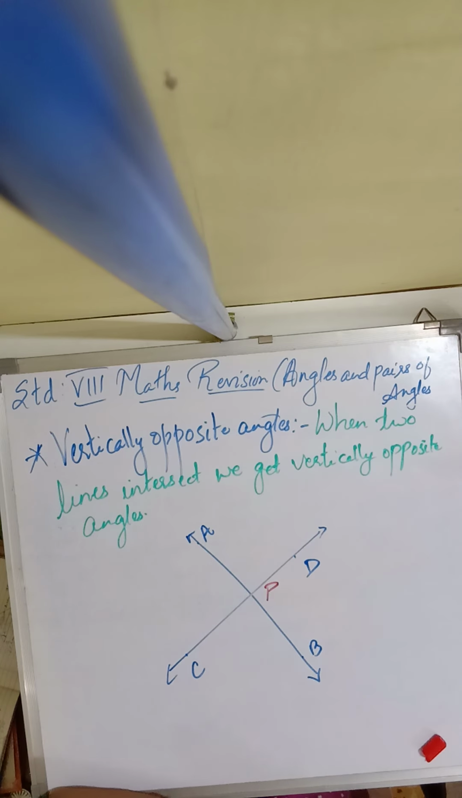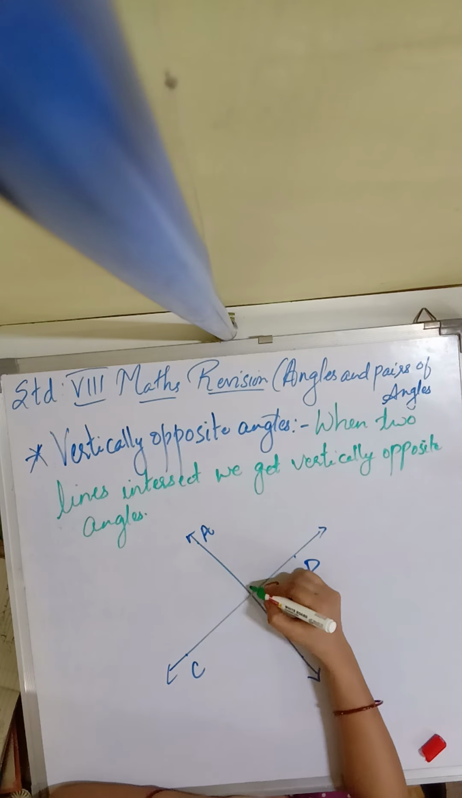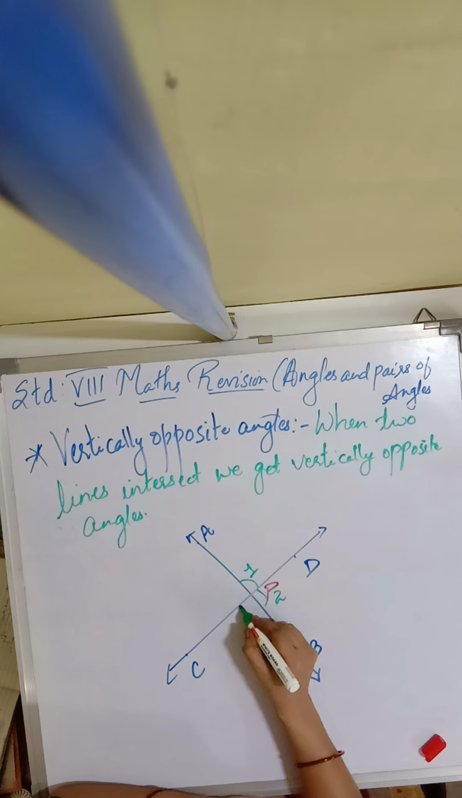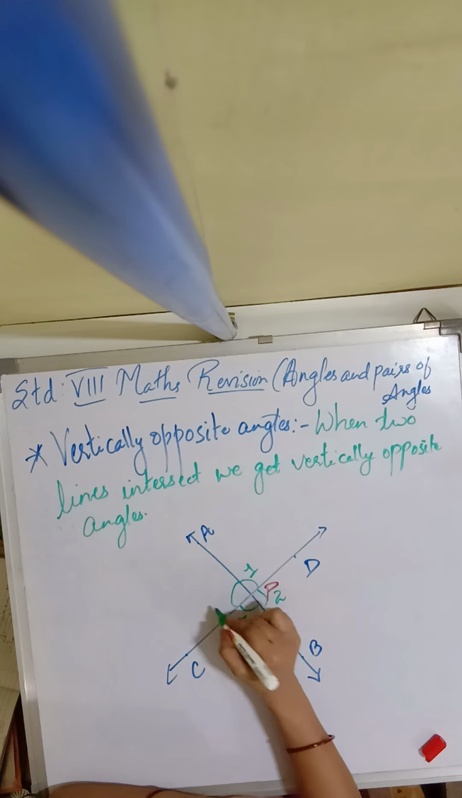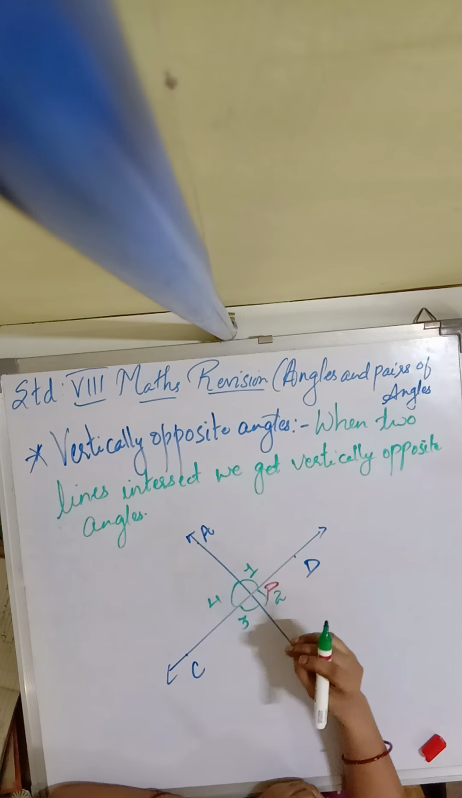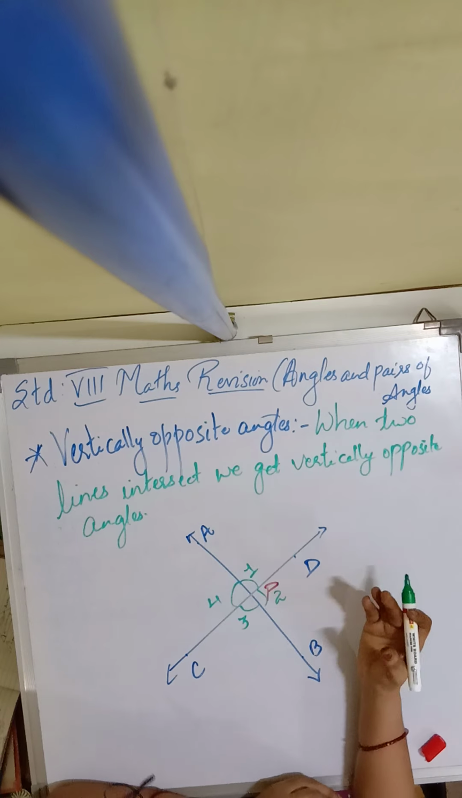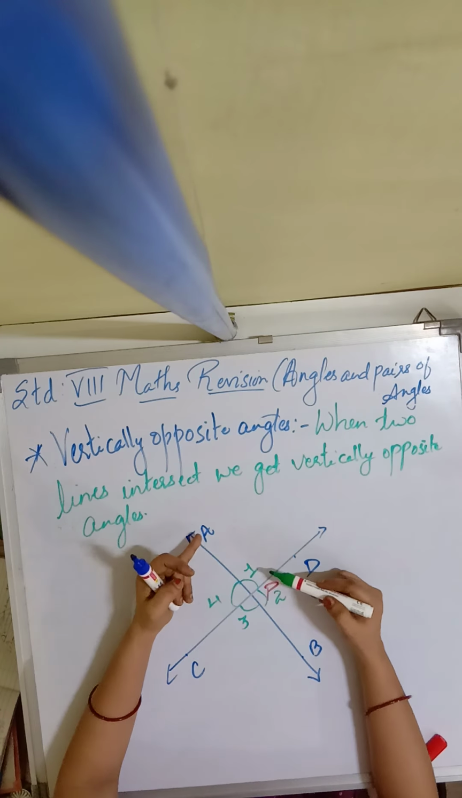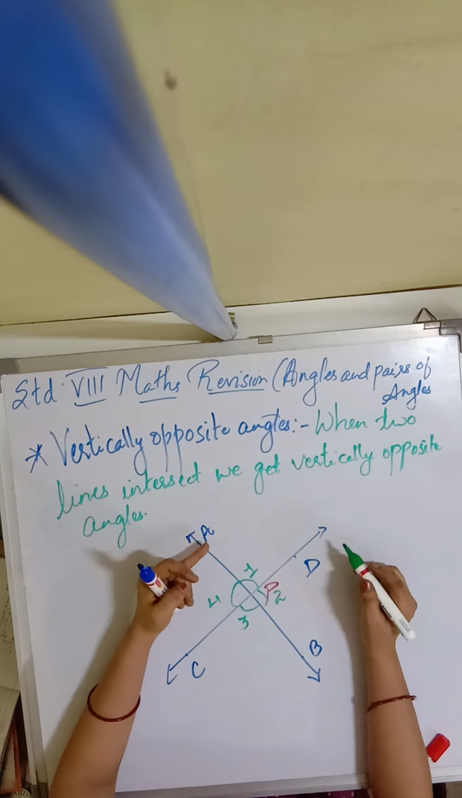Now suppose I give names to the angles: this is my angle 1, this is my angle 2, this is my angle 3 and this is my angle 4. Okay children, for simple understanding I am taking the numbers, or else you can also name them with letters. Now what is the name of angle 1? If I use the letters, what will be the name of angle 1?